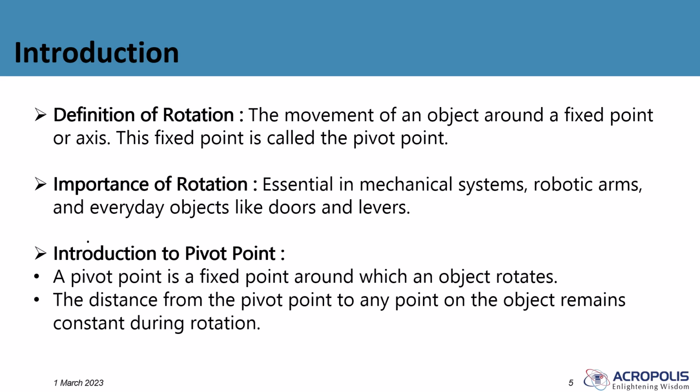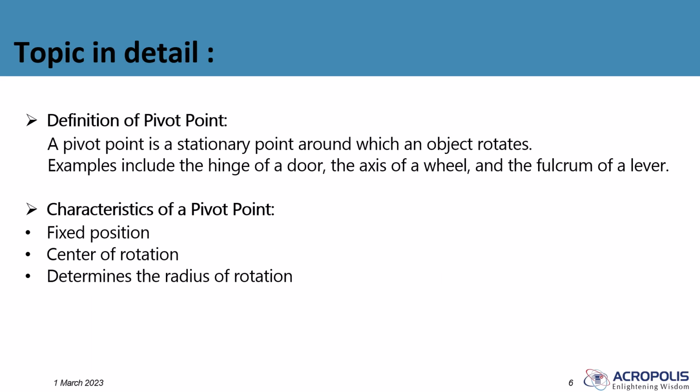Introduction to the pivot point. A pivot point is a fixed point around which an object rotates. The distance from the pivot point to any point of the object remains constant during the rotation. So let us discuss this topic in detail.